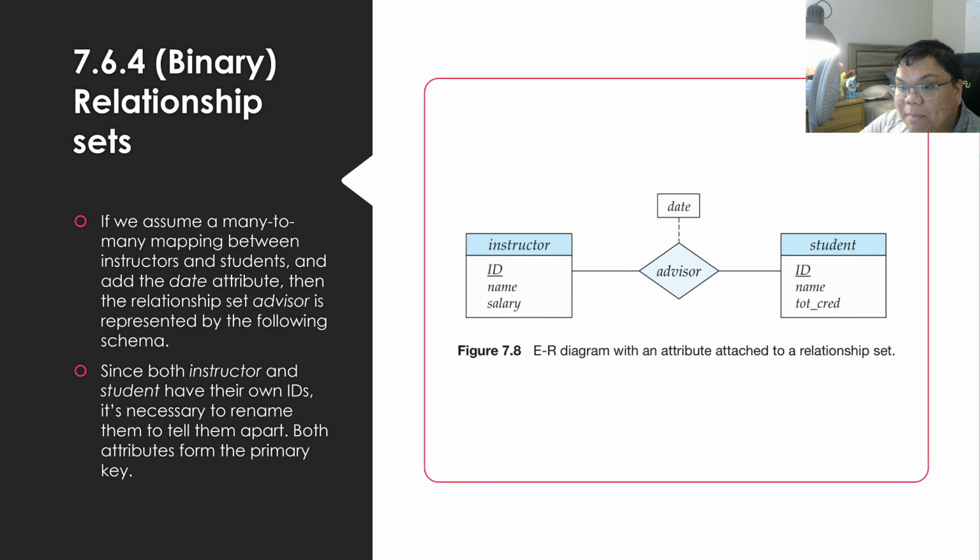So if we assume a many-to-many mapping between students and instructors, and we also include the date attribute, then the relationship set advisor is represented by this schema. We need to rename the IDs because they're both called ID, and we need to tell them apart. So instructor ID and student ID. We also have the date. That is not a primary key attribute, but we include it anyway, but not underlined.